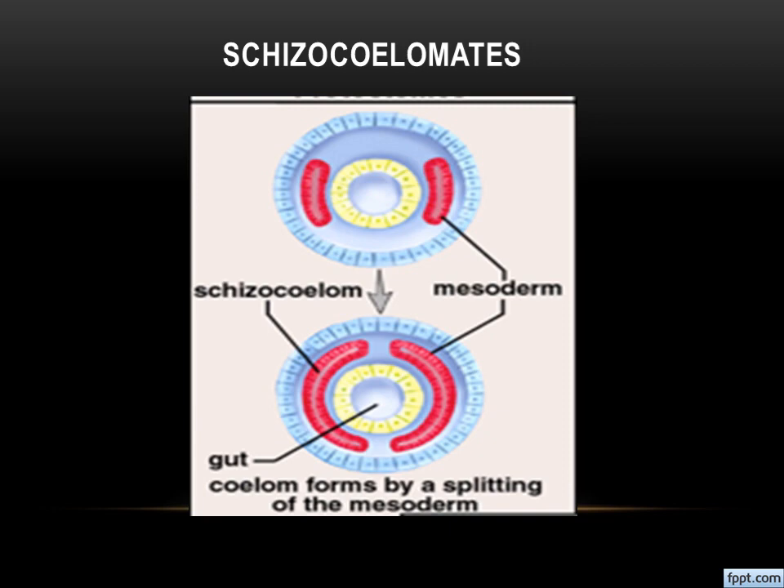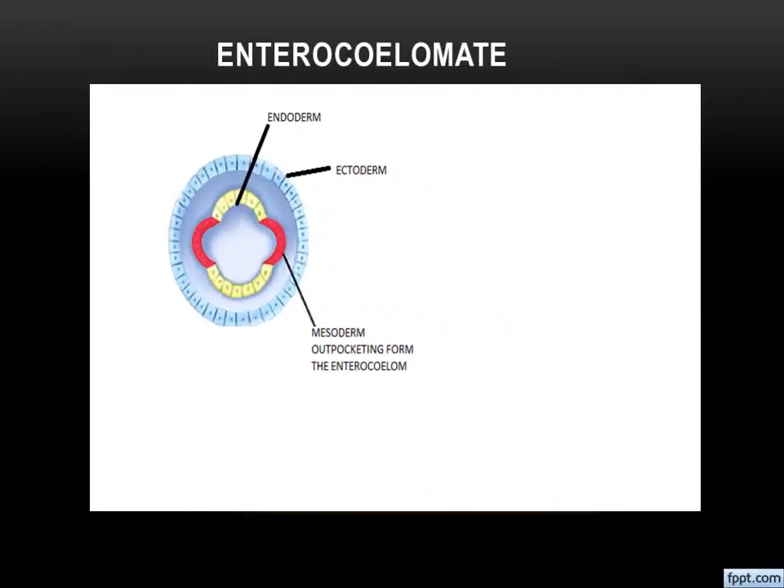Fine. The next one, enterocoelomates. In enterocoelomates also, the red one is marked as the mesoderm. This mesoderm is forming as a pouch, an out-pocketing. Can you note there? Ectoderm, endoderm and the mesoderm. The mesoderm is out-pocketing from the gut. So here the mesoderm layer is forming as an out-pocket. This is known as enterocoelomates. This out-pocketing will be formed as a coelom.